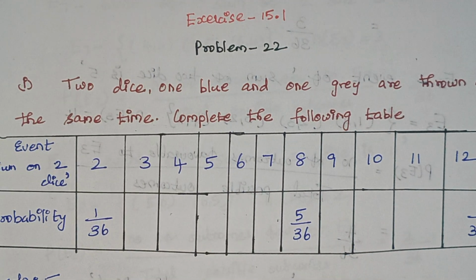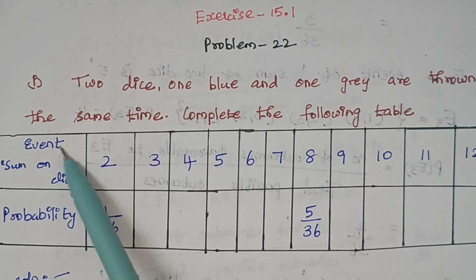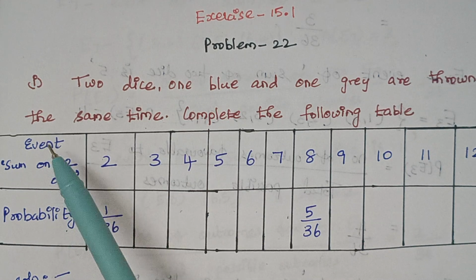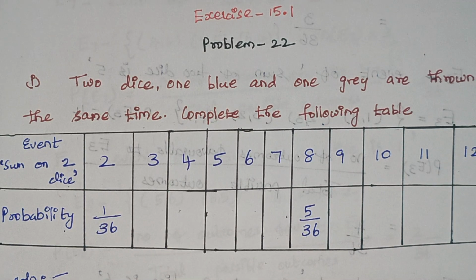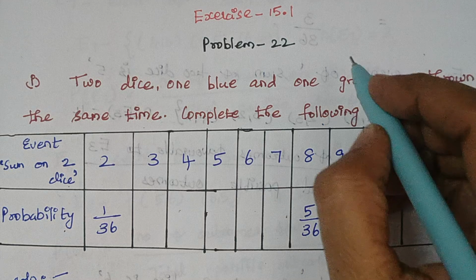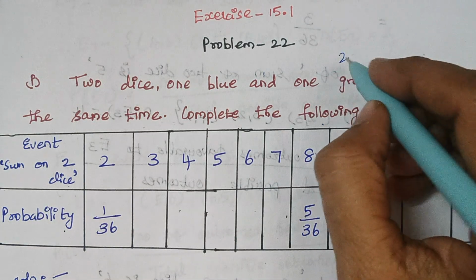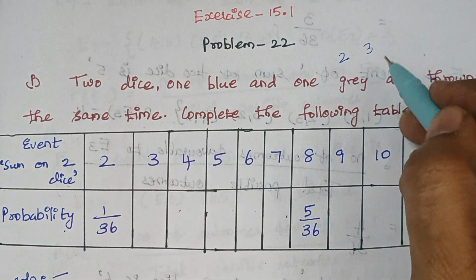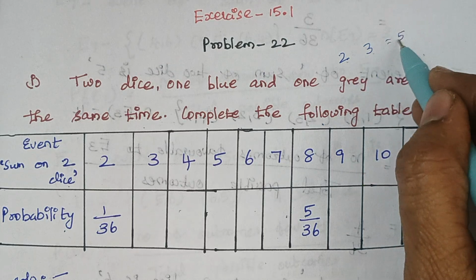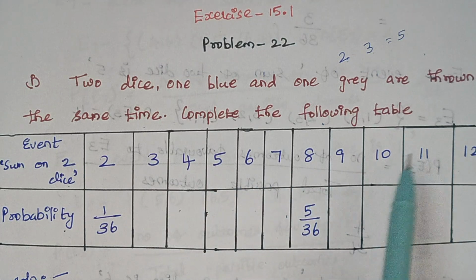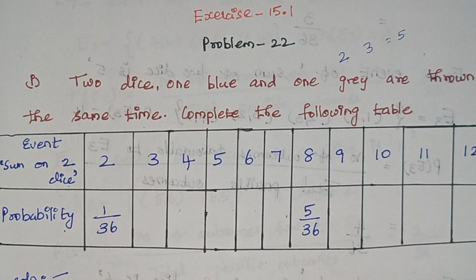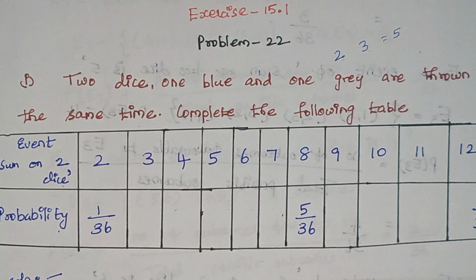So what is given in the table here? You see, one is event and another one is probability. So event is sum on two dice. That is, we are throwing two dice, right? And now we are going to add the values shown by the two dice. So here, for example, if one dice shows 2 and the other dice shows 3, what is the sum? Here 2 plus 3 will be 5. Likewise, here the sum values are given. Now, we are asked to find the probability. Am I making it clear? Yes.